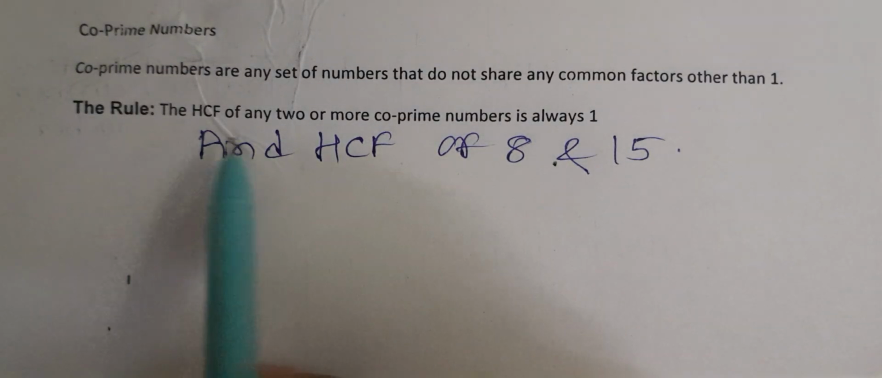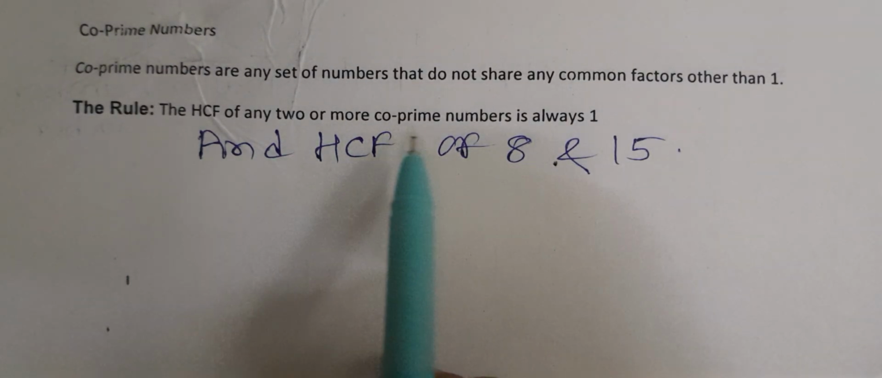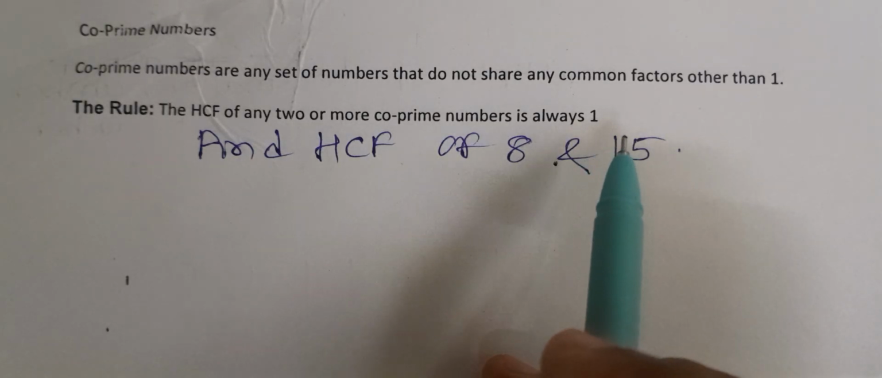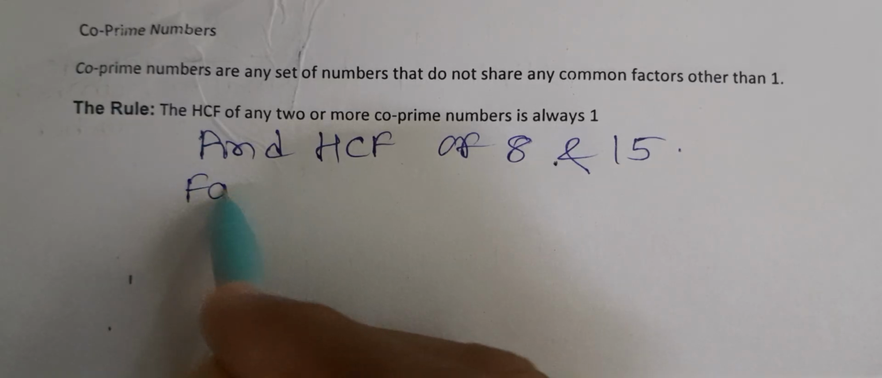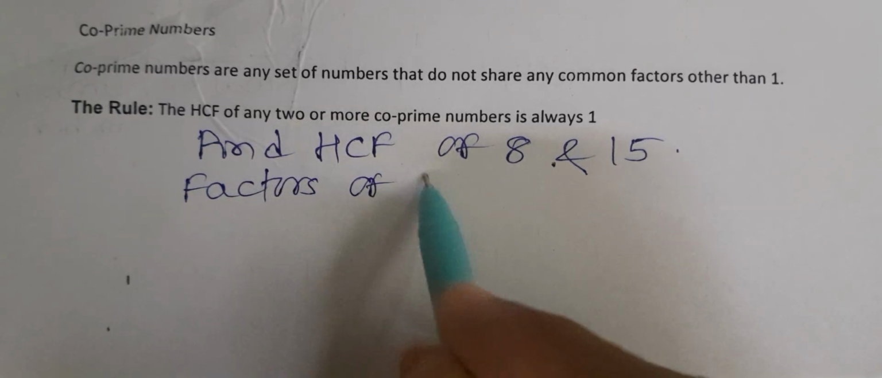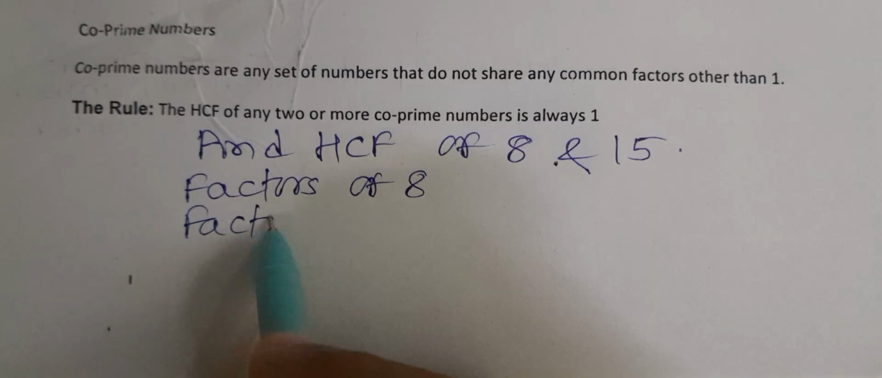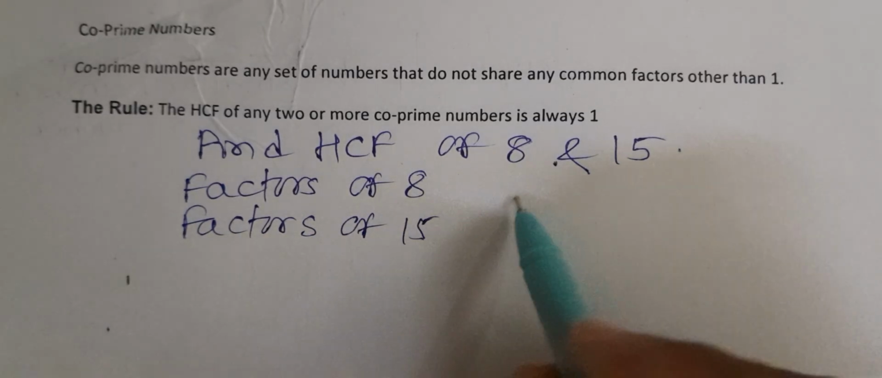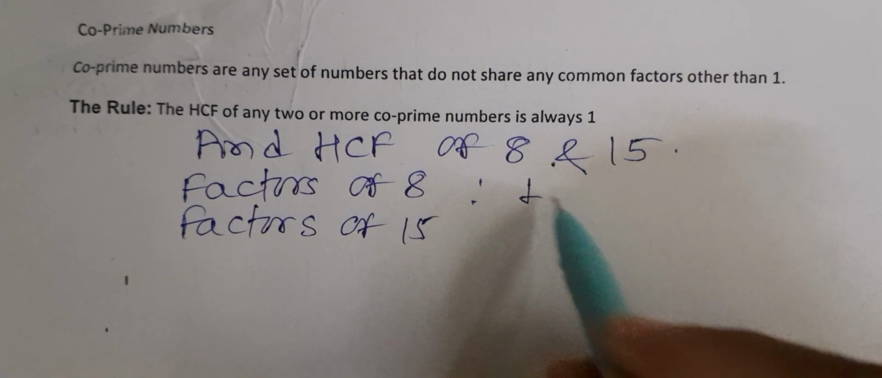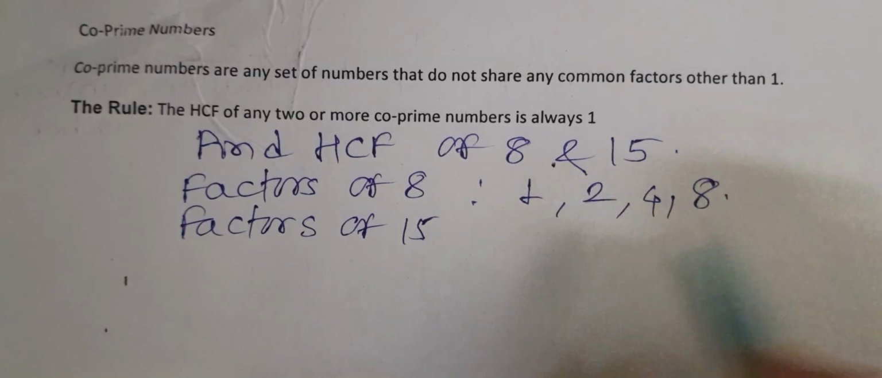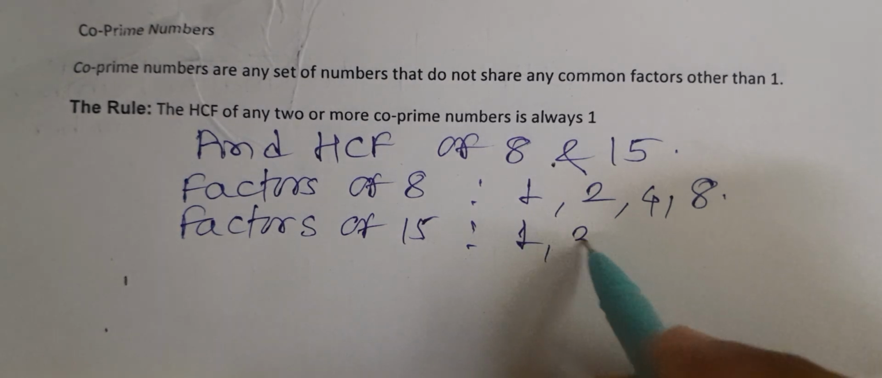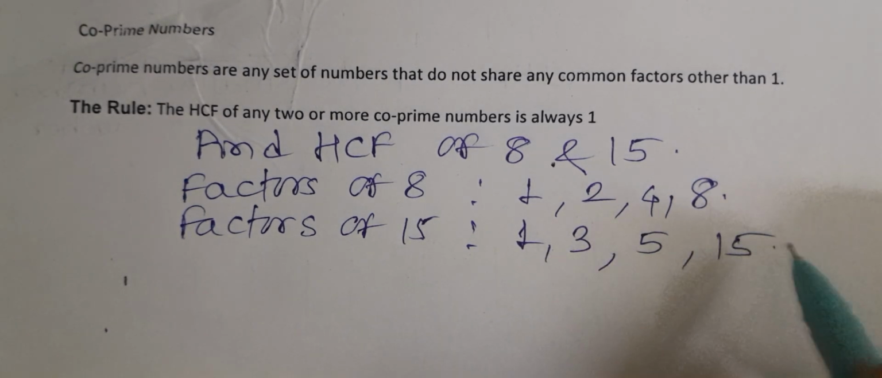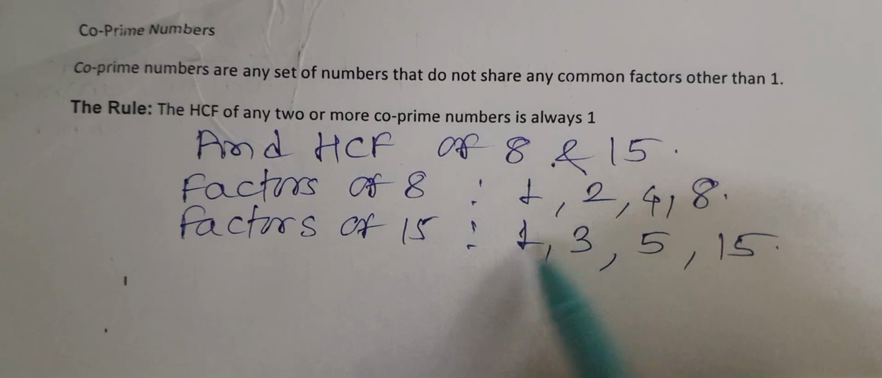Okay, so the HCF of any two or more co-prime numbers is always 1. So find the HCF of this. The factors of 8 and factors of 15. So for 8: 1, 2, 4, 8. These are the factors, and for 15: 1, 3, 5, 15. So the common factor is there only 1.